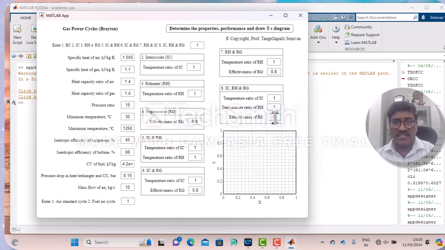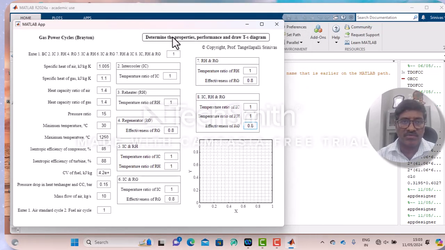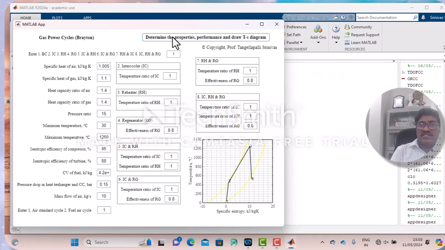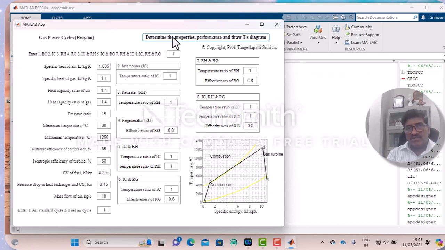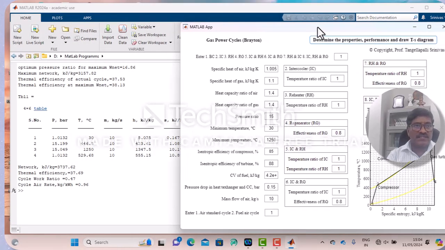After finishing the entry of this data, now we have to execute this by clicking this push button that determines the properties, performance, and draws the TS diagram. So now you can see the TS diagram on this right hand side. That's a simple Brayton cycle, and the results are displayed in the command window.